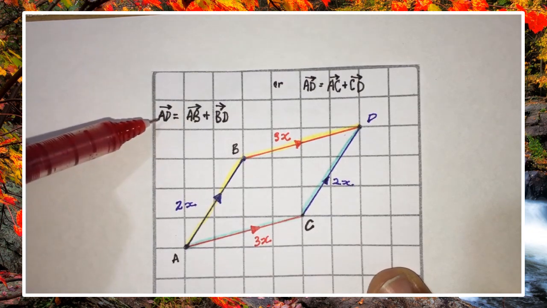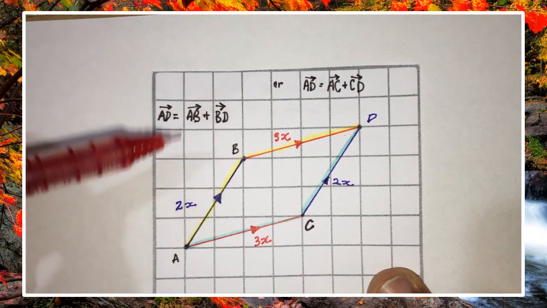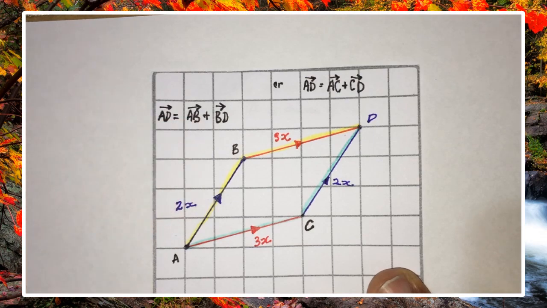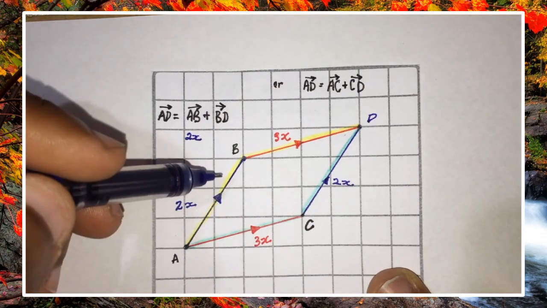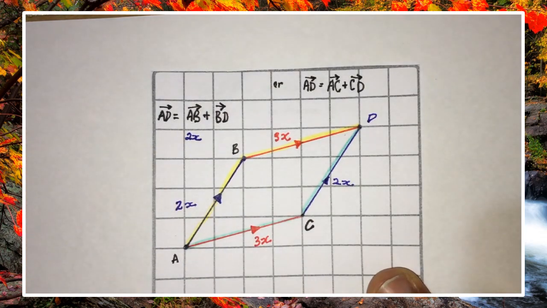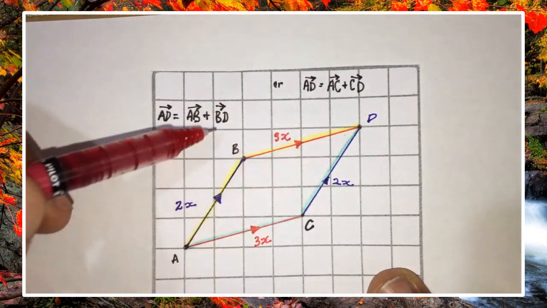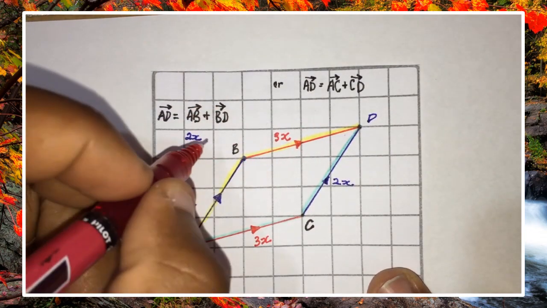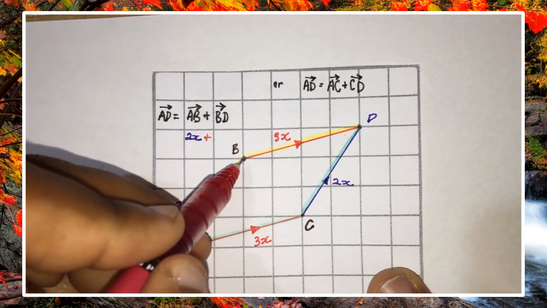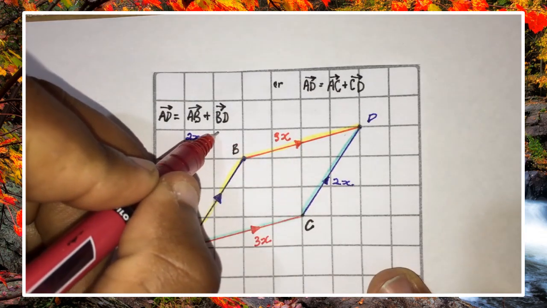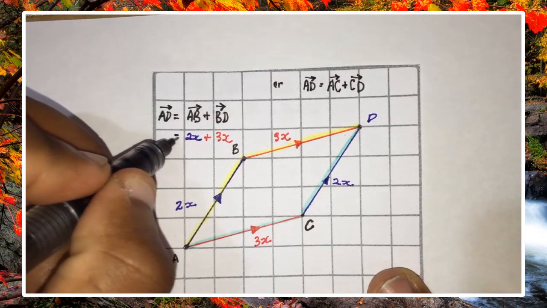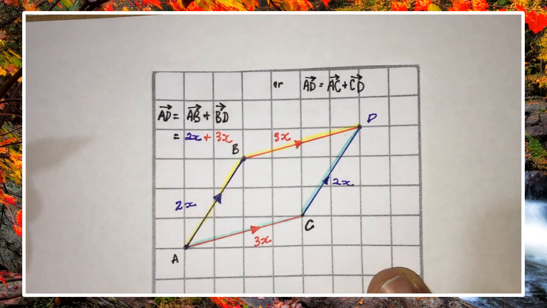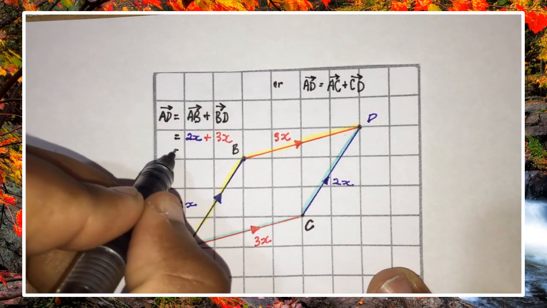Alright, so let's see if we can find AD by this route. A to B was 2x. Let me put in the 2x. And notice I'm traveling with the vector, so it's going to be positive. And now B to D was 3x. So I'm going to put 3x here, and we're traveling with the vector, so it's going to be positive. Now think about it. If you have 2 x's, and then you add 3 more x's to it, how many x's would that be? It would be 5 x's.